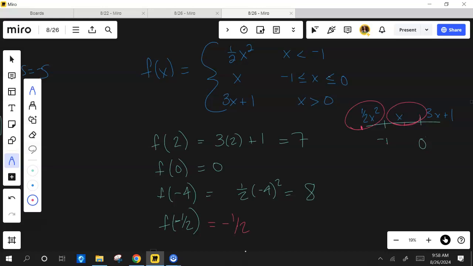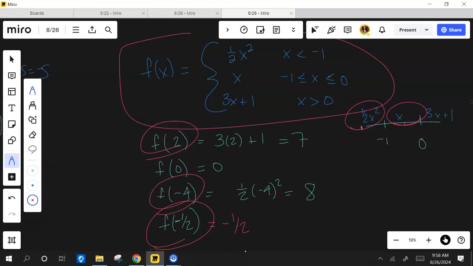Huh? No, like they give you what's in blue, and then they say, find this, find this, find this. Did you just rip that off my wall?